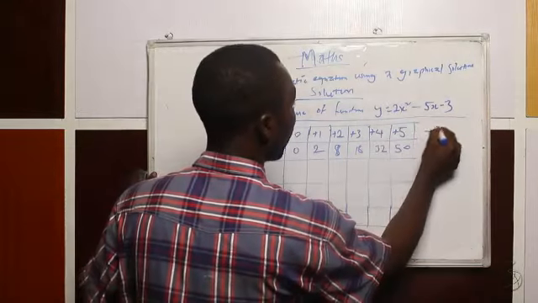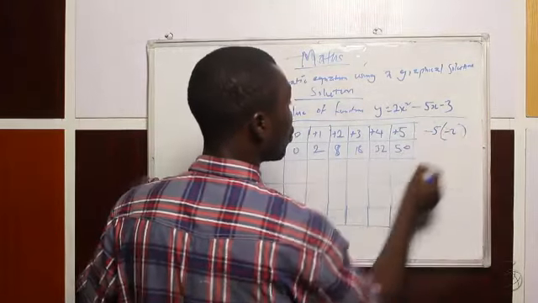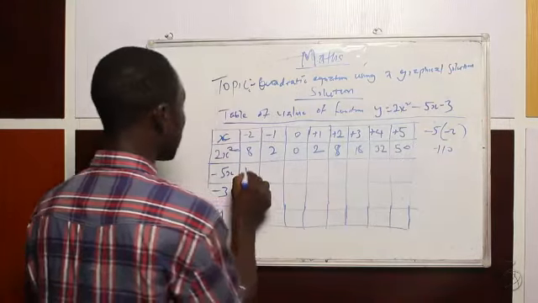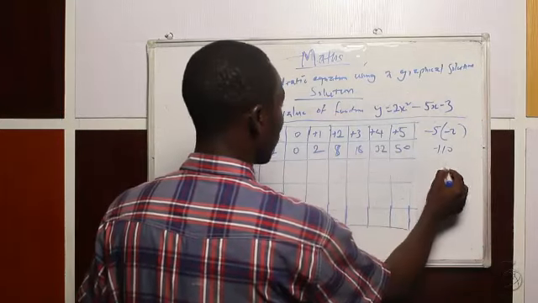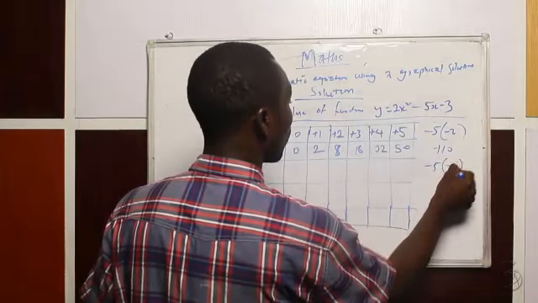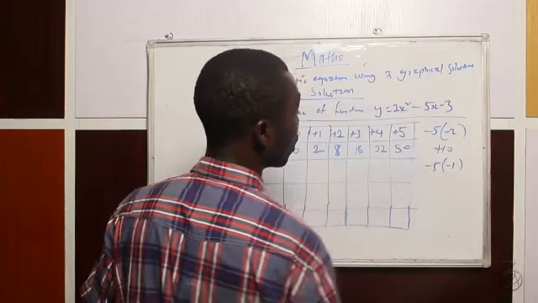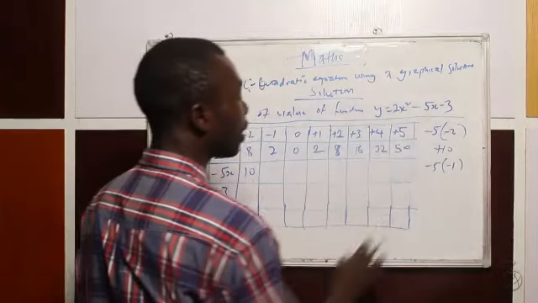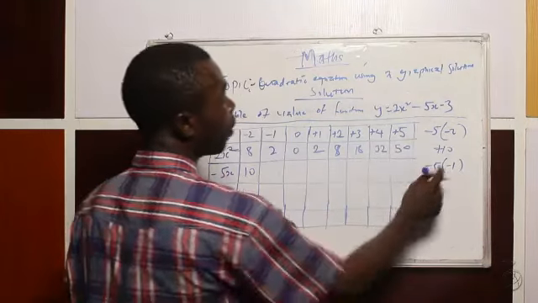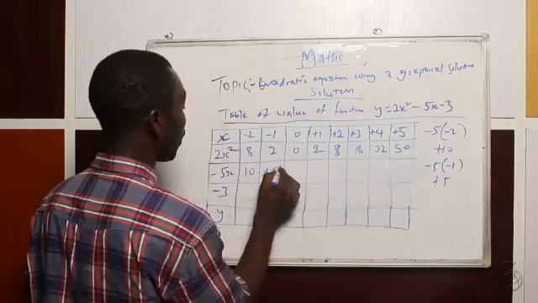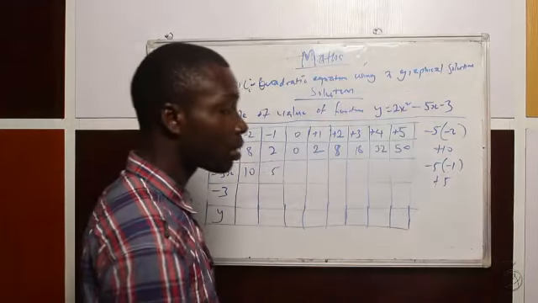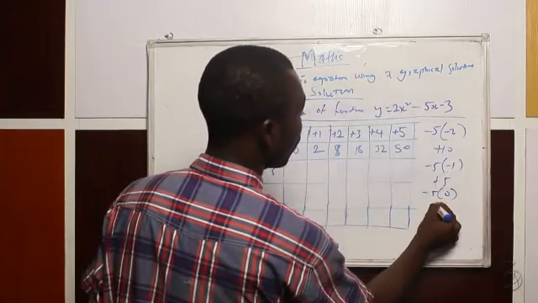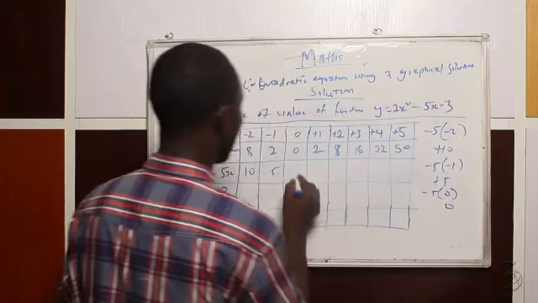Now minus 5 bracket into minus 2, which is this. Minus 5 times minus 2 will give us plus 10. This place is 10. Here minus 5 bracket into minus 1, which will give us minus times minus will give us plus. How do we get 5 here? Minus times minus will give us plus, 5 times 1 will give us 5. Here is plus 5. You can put 5 or plus 5, it's still the same thing. Let us proceed. Minus 5 bracket into 0 will give us 0. So this place is 0.